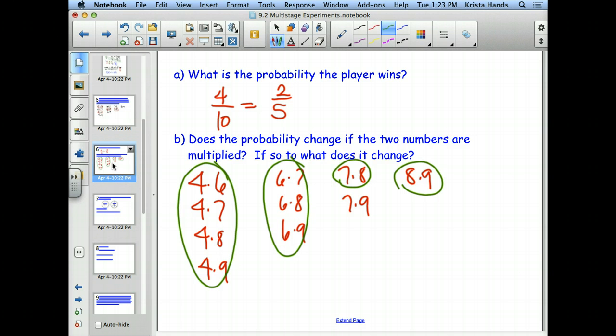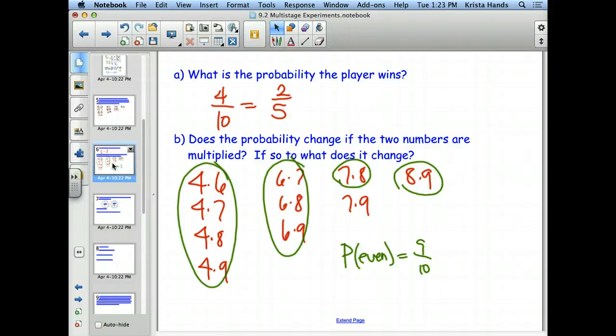All I did was change it to multiplication. Now what's my probability of winning? 9 out of 10. So my probability of an even here is actually a 9 out of 10. Very minor change. At least it sounded like it, right? And the result is quite different. All right, so yes, it changes the probability. Let's take a look at example 3.